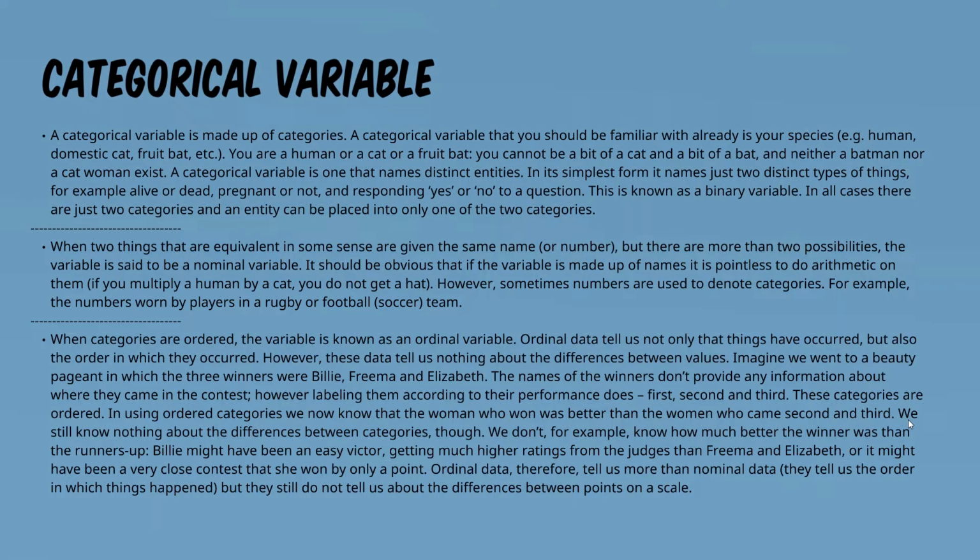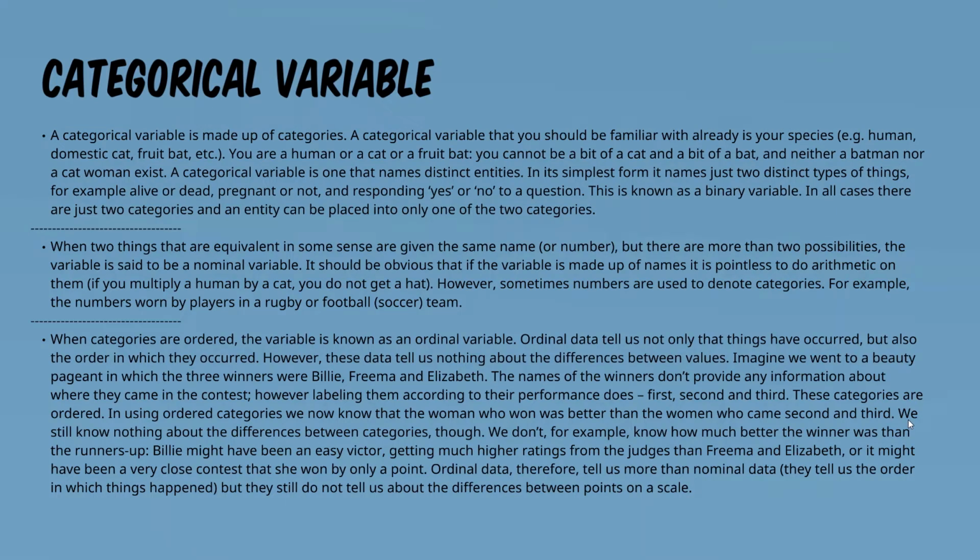A categorical variable is one that names distinct entities. In its simplest form, it names just two distinct types of things, for example, alive or dead, pregnant or not, responding yes or no to a question. This is known as a binary variable. In all cases, there are just two categories, and an entity can be placed into only one of the categories.